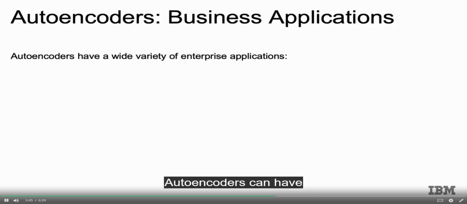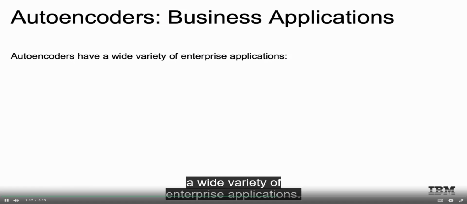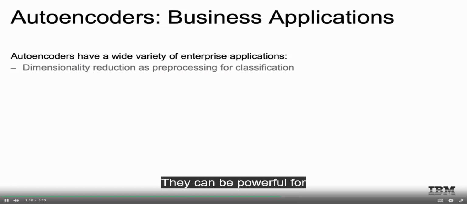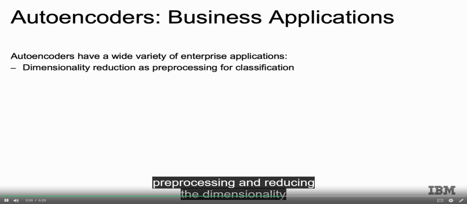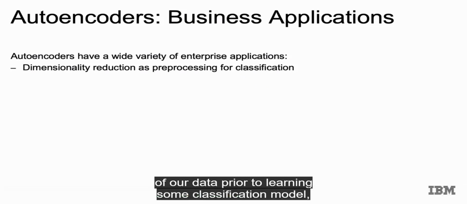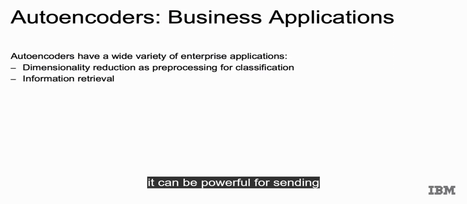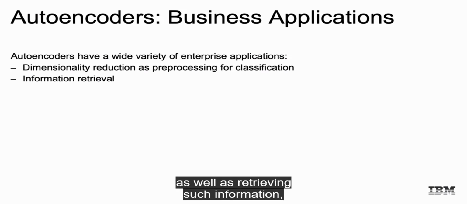So autoencoders can have a wide variety of enterprise applications. They can be powerful for pre-processing and reducing the dimensionality of our data prior to learning some classification model. It can also be powerful for sending information in a compressed form, as well as retrieving such information.